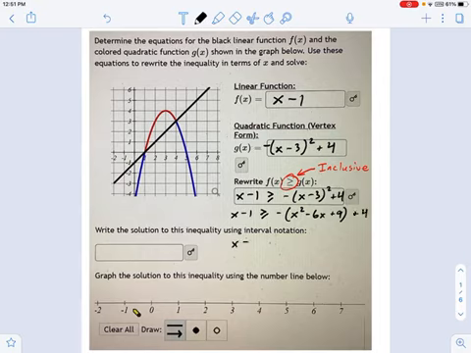Now, if I eliminate the parentheses and combine like terms, I'm going to have negative x squared, looks like plus 6x, and then minus 9 plus 4, that's going to be minus 5. Okay, so now the right side is simplified. And now what I'm going to try to do is move everything over to one side.